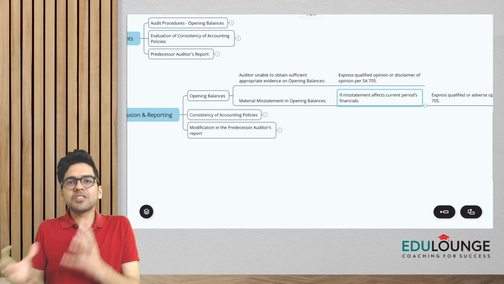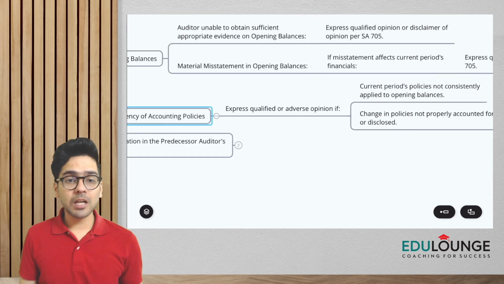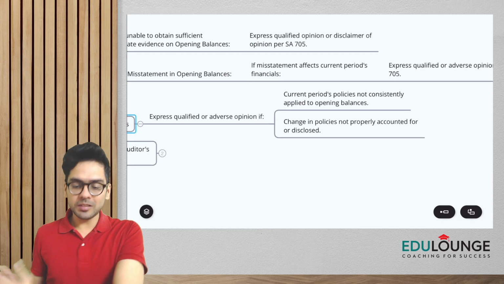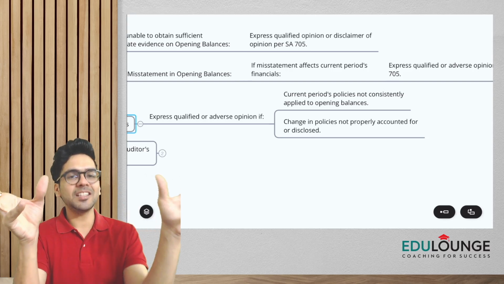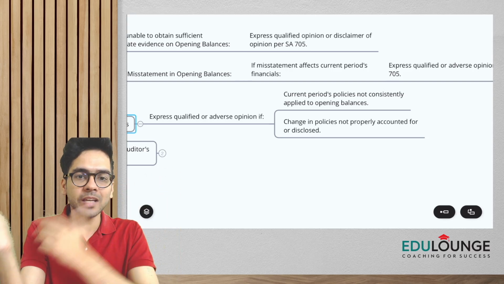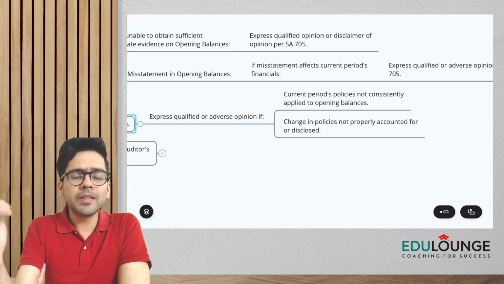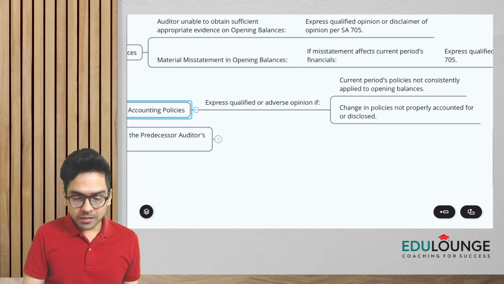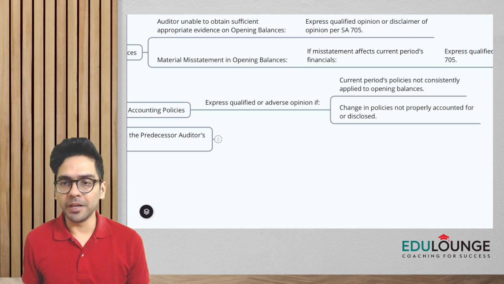Now let's talk about the consistency of accounting policies. You are going to express a qualified or adverse opinion if the current period's policies are not consistently applied to the opening balances. That means there is inconsistency in the accounting policy. And if they have changed the accounting policy, which is allowed, but have not made adequate disclosures about the same, then you will have to express a qualified or adverse opinion.